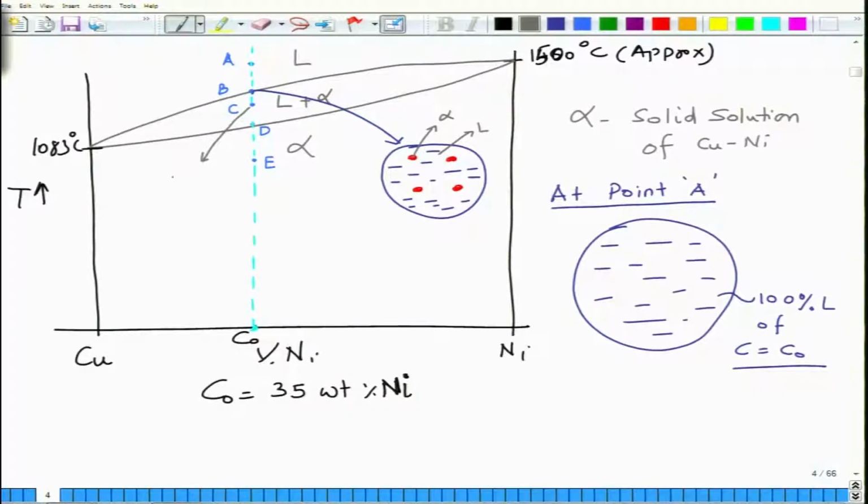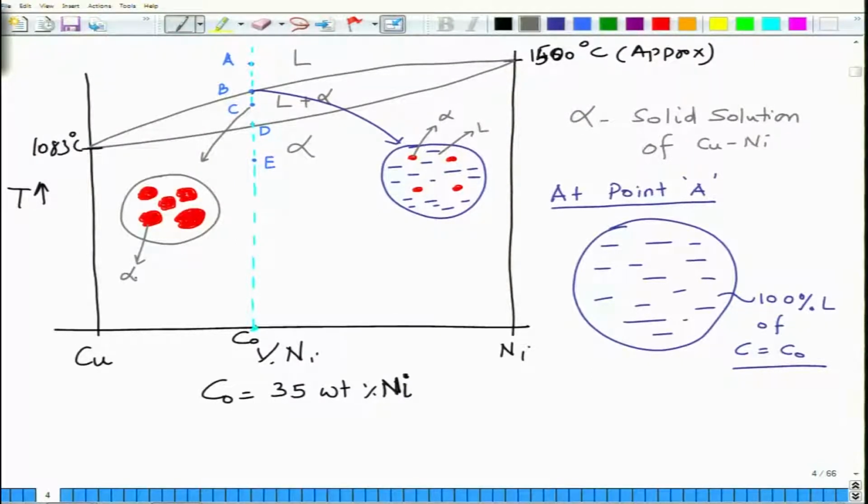If you look at point C, this alpha would have grown and some more new alpha would have formed. So basically you will have bigger crystals of alpha, and the shape will depend upon various factors, but let's consider the shape will be irregular. It would have grown roughly equally in all the directions, so sort of irregular shape. So this would be your microstructure at point C.